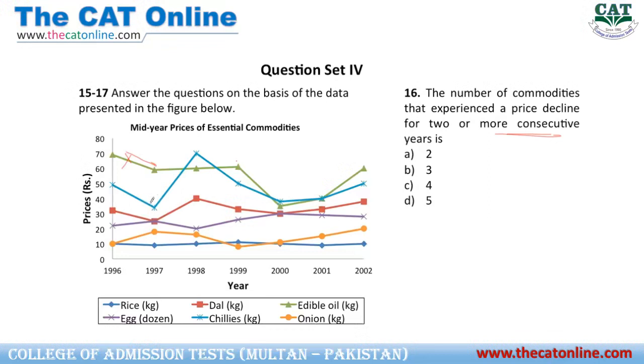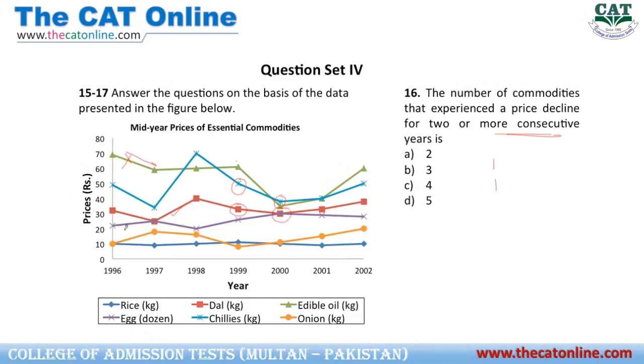Let's look at the second graph. It shows a decrease here, but then it increases. It shows a decrease here, again a decrease. So this is what we wanted. So we have one commodity which is chilies, which shows a price decline over 2 or more consecutive years. Let's look at this third graph. For dal, it shows a decline in 1999, again a decline in 2000. So we have one more quantity which shows a decrease for 2 or more consecutive years.